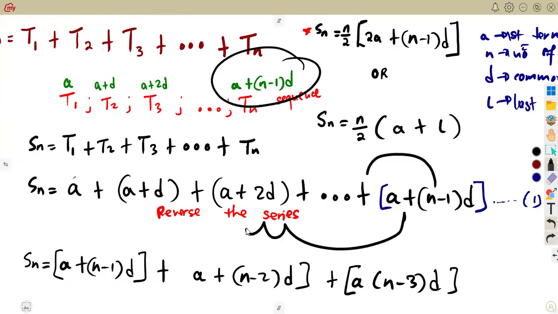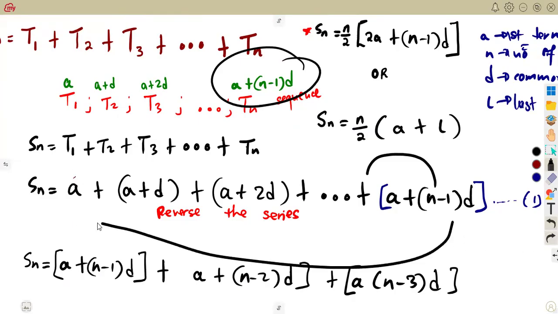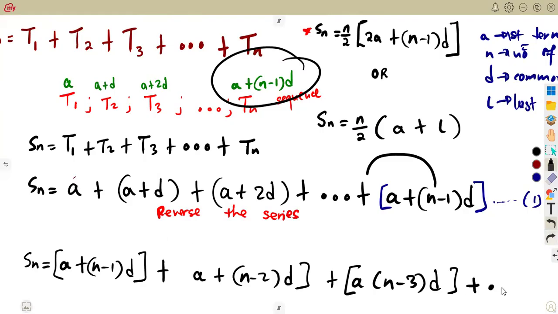Then I know that as I am reversing this, going back, going back, going back, the first term here is going to be my last term. Remember, we are reversing from the last term to the first term. So the one that we had as our first term is going to be our last term.